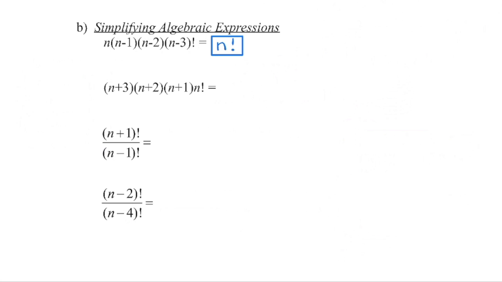Now, we do also need to state a restriction because we have some variables here. So I know that n has to be a natural number, and because 0 factorial will give me 1, then n can be equal to 0.